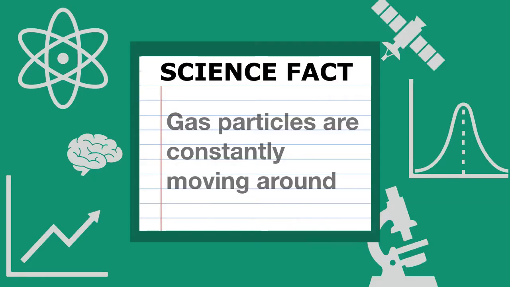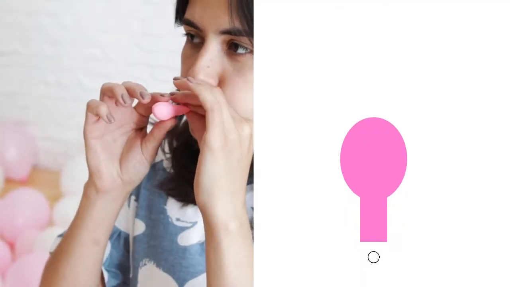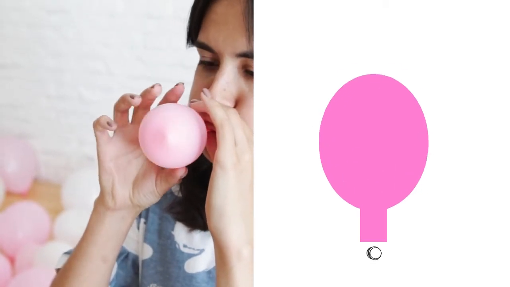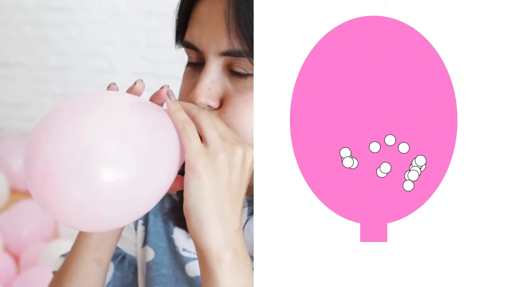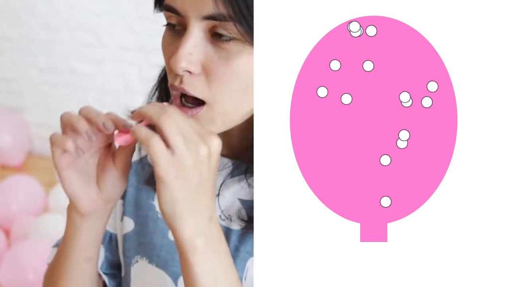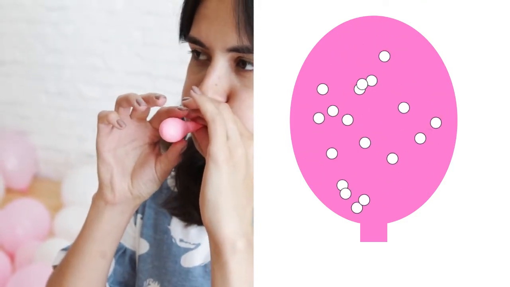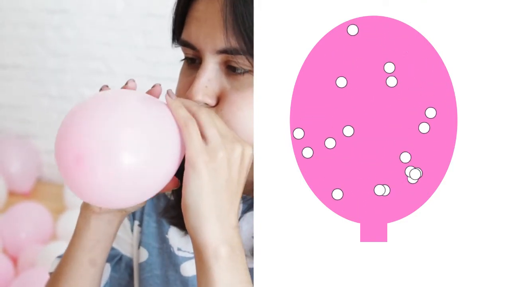The next thing to know is that gas particles are constantly moving around. So in our model, we don't just want to show that gas particles go into the balloon, but that once they're inside, they keep moving and bouncing around. Now I want to point out, these are not moving just because you blew the air into the balloon. No matter what you do, particles in a gas are constantly and always flying and moving around.